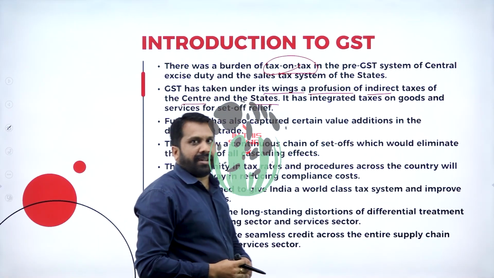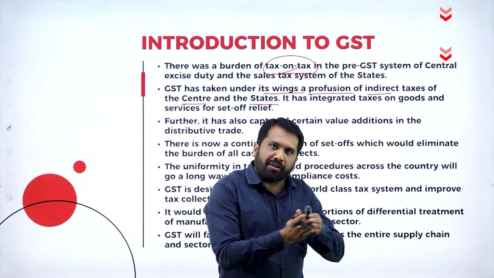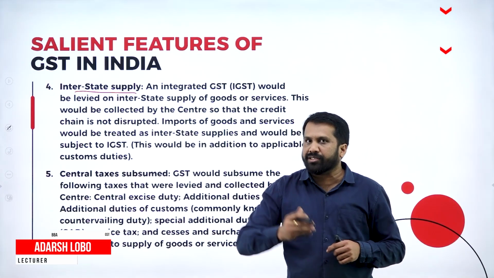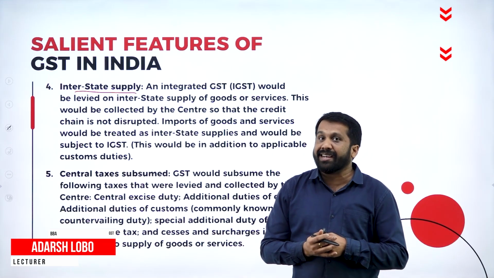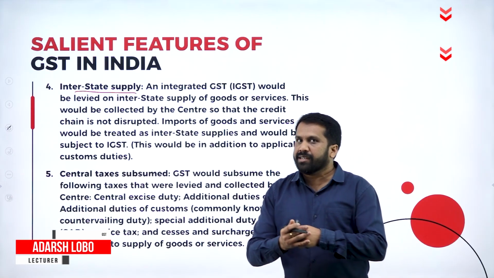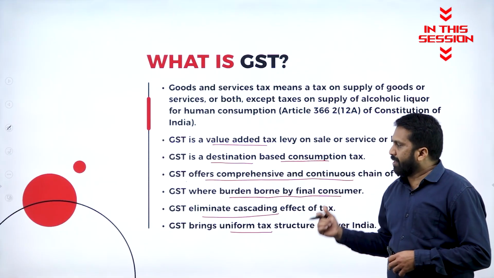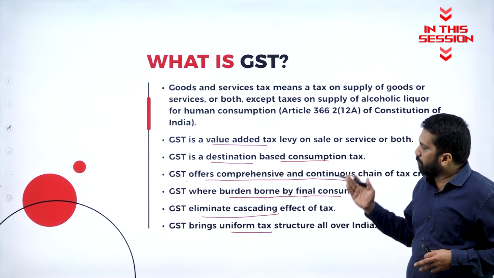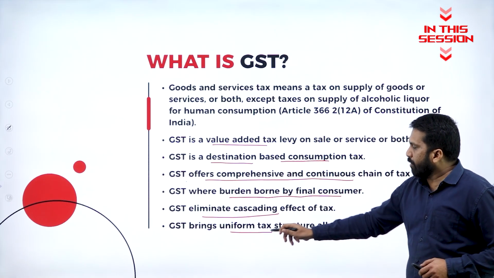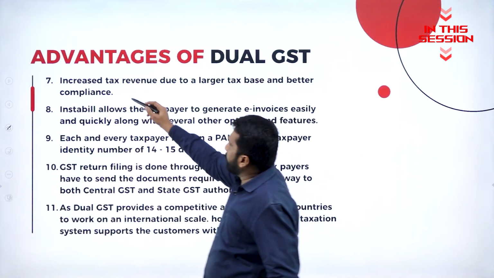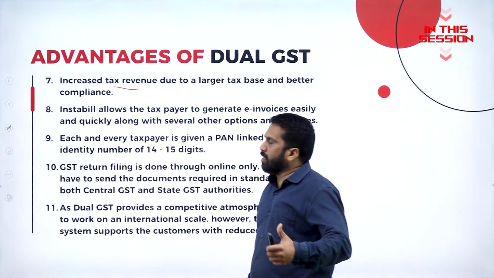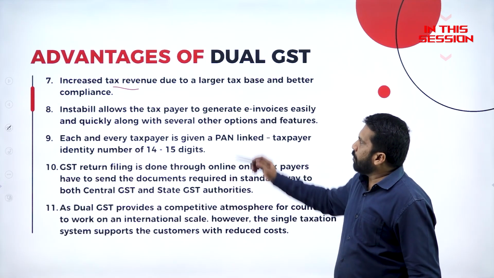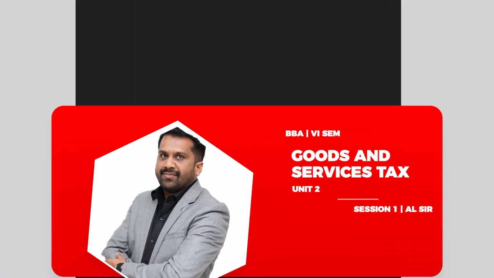Whatever tax is collected will be divided for state as well as central. If you are selling the product from one state to another state, then it will attract IGST, Integrated Goods and Service Tax. Everybody pays the same tax, and even a poor to rich, rich to poor will pay the same tax. That is called a uniform tax structure. Increased tax revenue. The only revenue to the government is what? Tax. The tax revenue is increased with the help of GST.